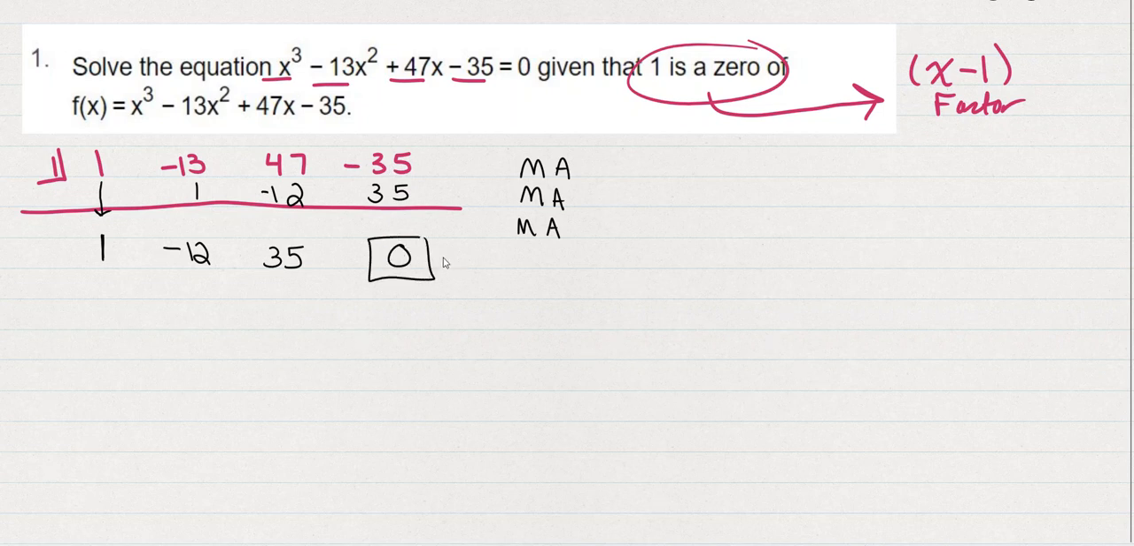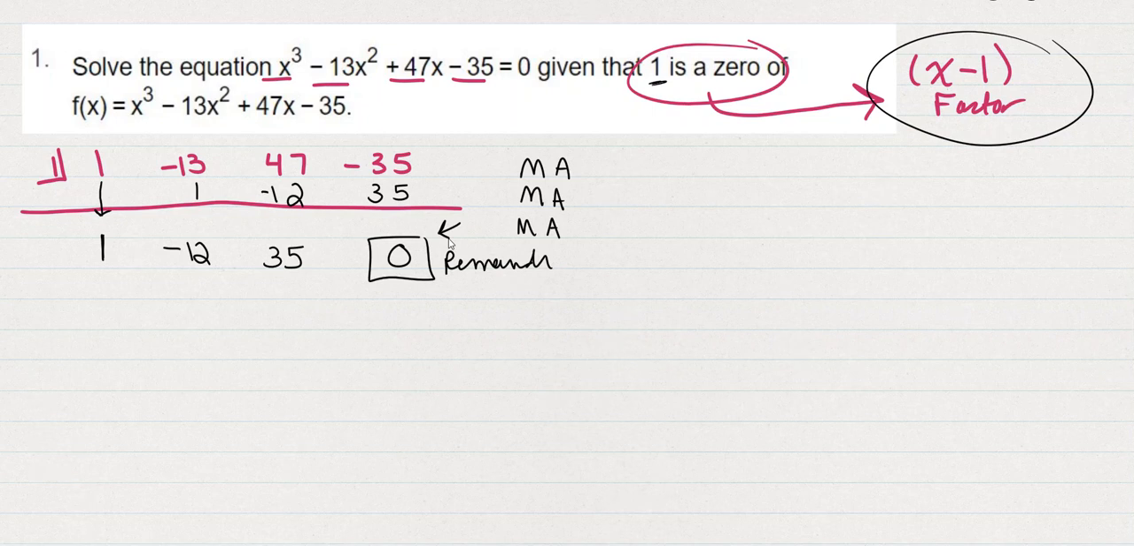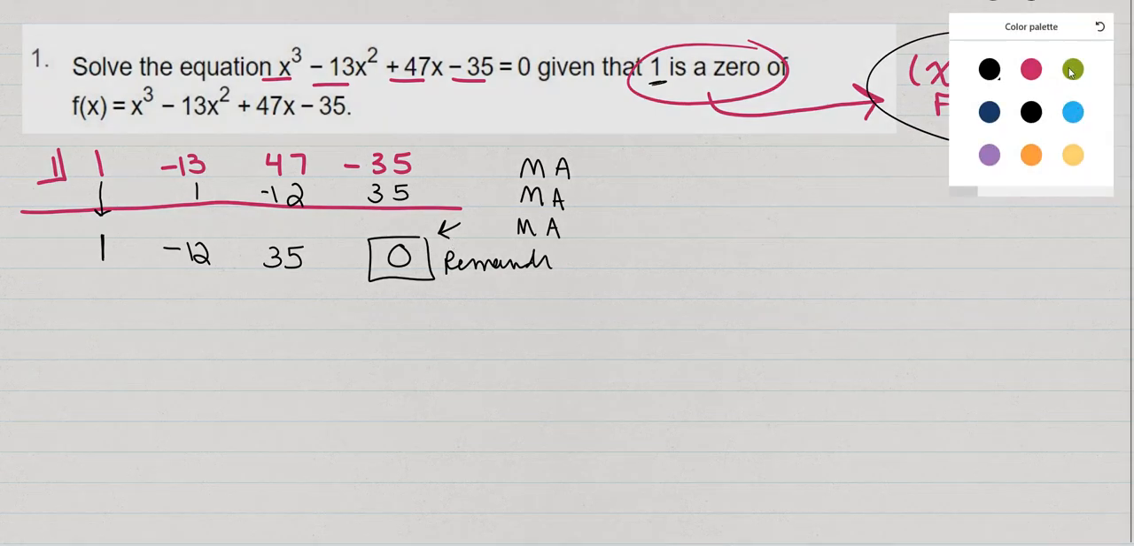Now, I shouldn't be surprised at this remainder because I knew that x minus 1 was a factor and I knew 1 was a 0. I should expect a 0 remainder. If you do the synthetic division and get anything other than a 0 remainder, then you know something was incorrect. Now, what can I do with this?